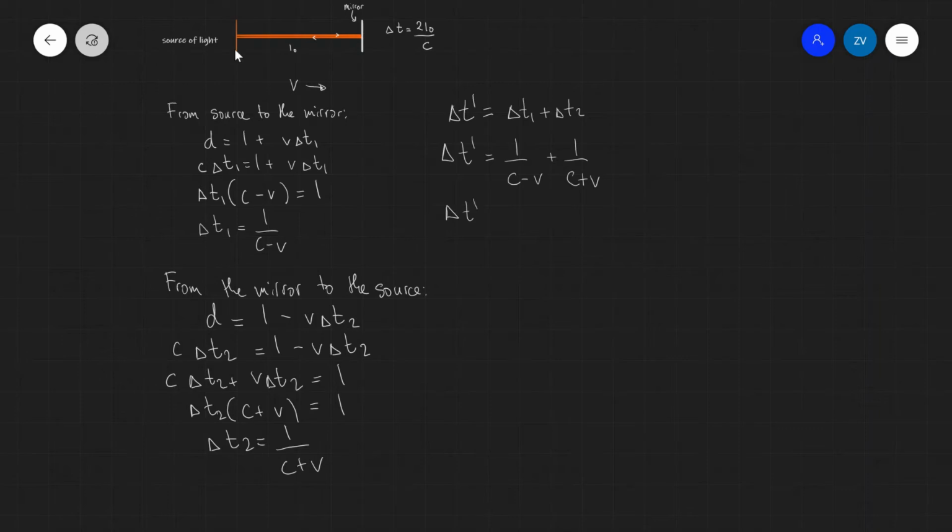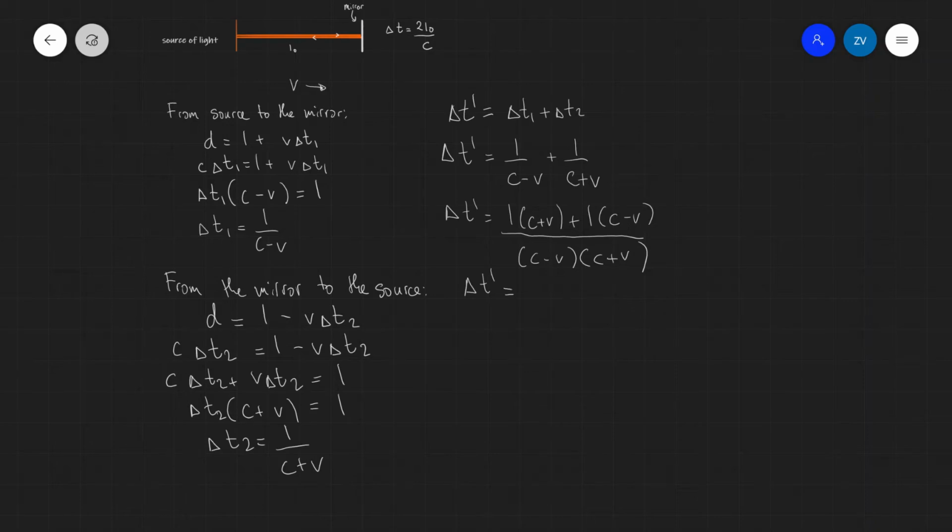So delta t primed will be equal to, let's put everything under a common denominator. So that will be L times (c + v) plus L times (c - v), all over (c - v) times (c + v), like that. So essentially I've multiplied this fraction by (c + v), both top and bottom, and I've multiplied this fraction by (c - v), top and bottom. Now we're going to do some cancellations, I hope.